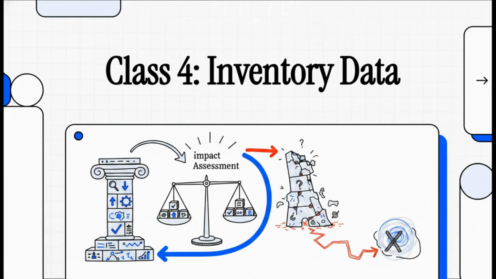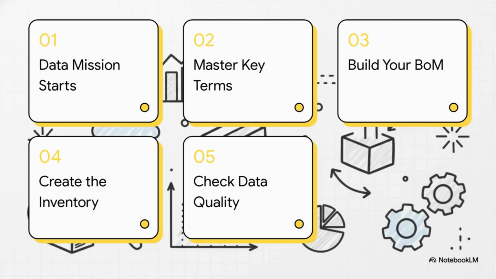Let's get to it. Think of me as your guide through today's playbook. We're going to start with your data mission, master some key terms, and then walk through a really clear 3-step process: building your BOM, creating your inventory, and finally checking that data quality.